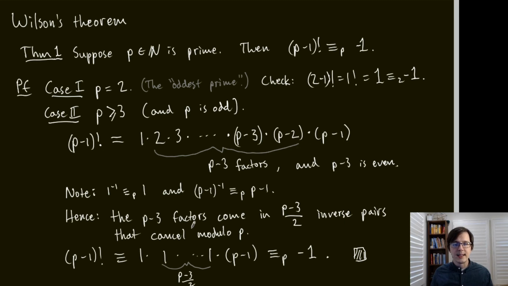Also, by the lemma, each number's inverse is another number from this list. So the p minus 3 factors in here, there's an even number of them, and so they must come in pairs where each number has an associated friend that's its inverse. That's different from itself. So by pairing them off and canceling them out modulo p, then p minus 1 factorial is 1 times however many pairs there were, which is half as many factors as there were. So we get all those 1s, and then we have the p minus 1 left over at the top.